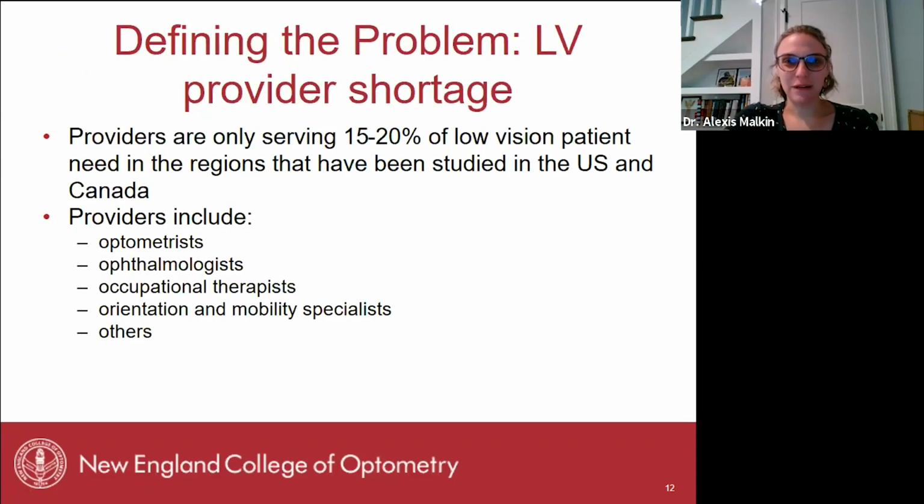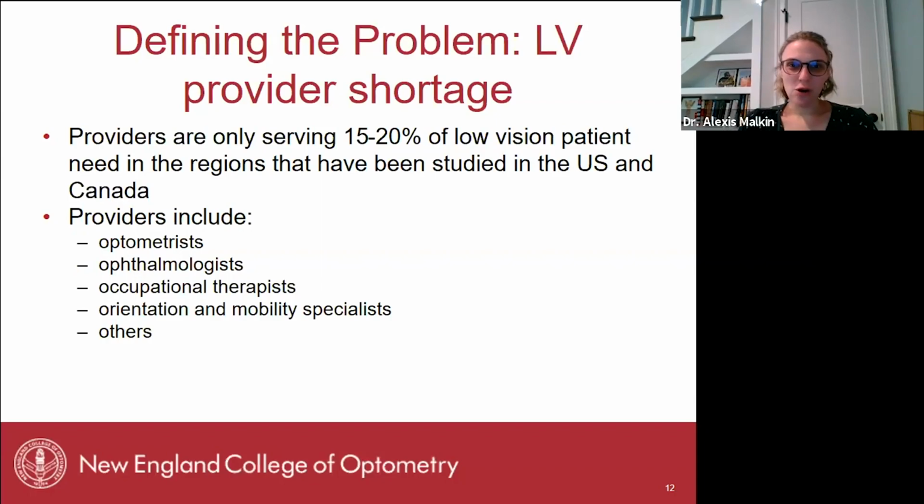Another issue we're dealing with, and I think everyone listening is probably dealing with this in their own communities, is that there is a huge shortage of people providing low vision services. So the areas that we have studied in the US and Canada show that at best we're serving about 1 in 5 patients who could benefit from low vision services. And this is when we included optometry, ophthalmology, occupational therapy, orientation and mobility, and other professionals.